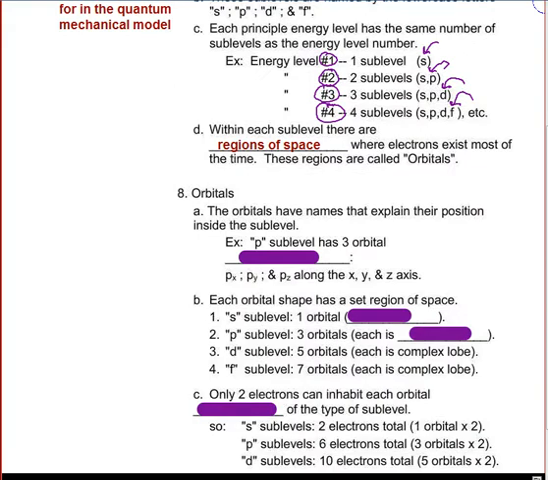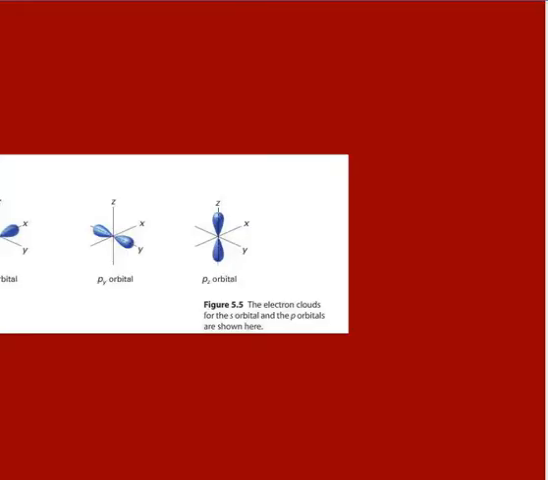Now, these orbitals have names that explain their position inside the sublevel. For example, the P sublevel has 3 orbitals, and there are 3 orientations. And these are actually pretty cool looking. So I'm going to show you those here in a second. Those look like this.